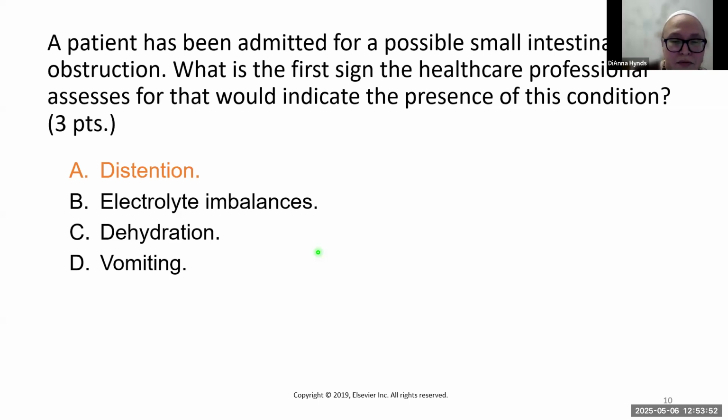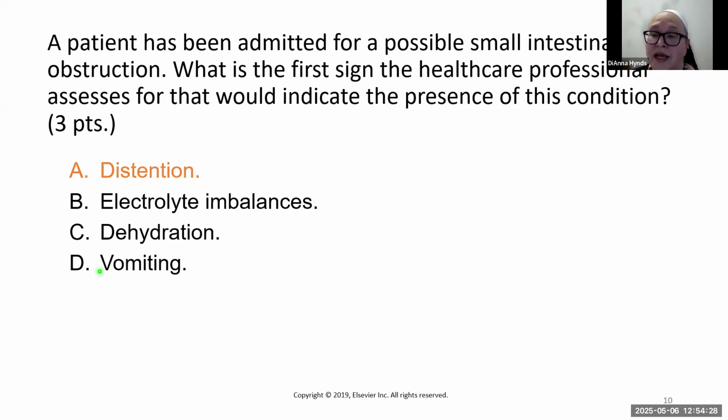It takes about 24 hours for the changes in electrolytes to show up, and then copious vomiting or sequestration of fluids in the intestinal lumen is going to prevent their reabsorption. That's what's going to produce the fluid and electrolyte disturbances.